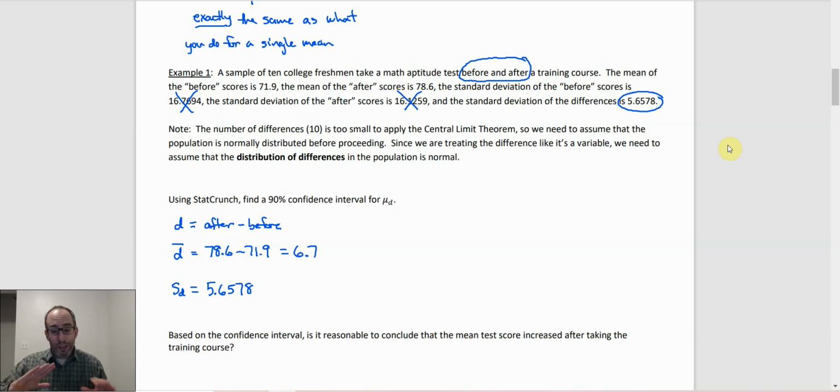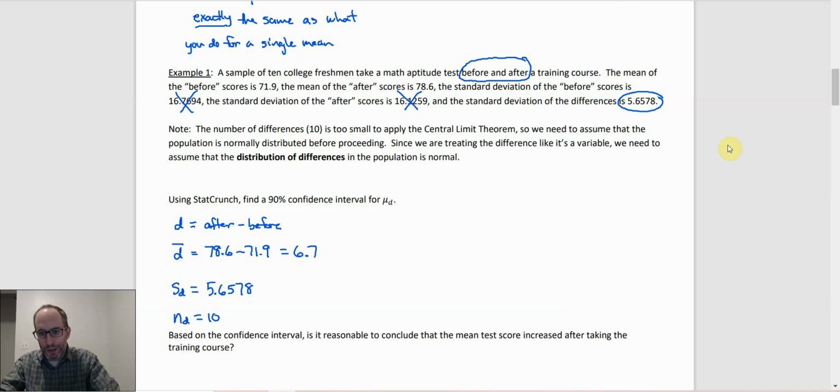If you had independent samples, then you would need those, but these aren't independent samples. So we just don't need those numbers at all. The only standard deviation that we're going to need is the 5.6578, the standard deviation of the differences. And then we need N sub D, but we already know that that's 10. So N sub D equals 10.